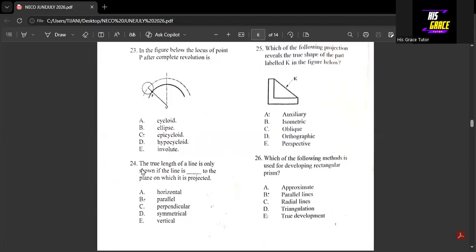Then question 24. The true length of a line is only shown if the line is parallel to the plane on which it is projected. So when a line is parallel to the plane on which it is projected, a true line will be found on that plane. So the answer is parallel. Option B gives us the answer to question 24.